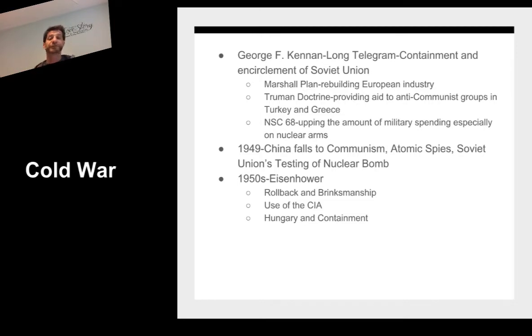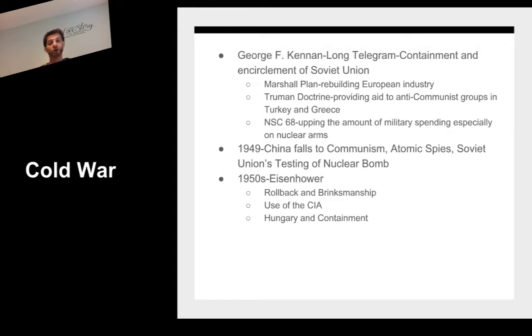So what Truman does is he establishes a whole bunch of policies based upon containment. The Marshall Plan, giving money to Europe to rebuild its industry to join the capitalist marketplace. The Truman Doctrine, providing aid to anti-communist groups in Turkey and Greece to stop the spread of communism. And as we talked about, NSC 68, upping the amount of military spending, especially on nuclear arms.